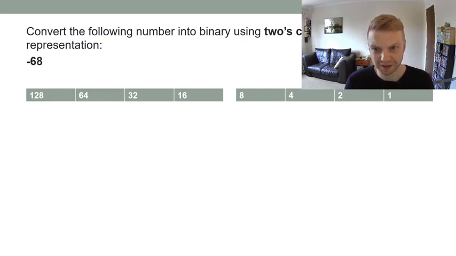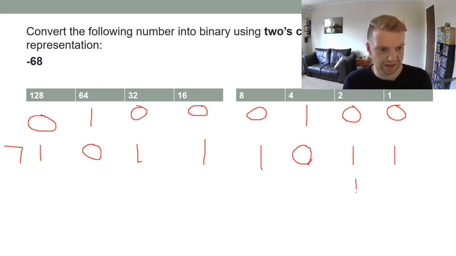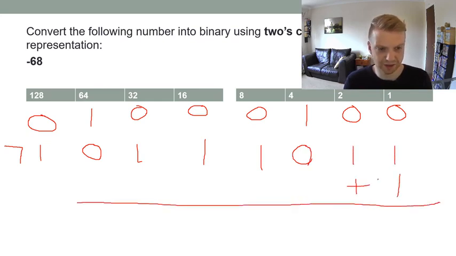Let's say it's an even number, so it's a bit more difficult. Negative 68, so 64 fits in, so that's 1. That leaves us with 4. Then you go to step 2, you do your little symbol, and you turn every 0 into a 1. Oops. And then the next step is you write the plus 1. So it's a little bit different here.